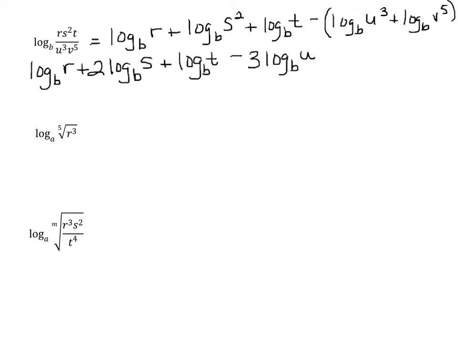Distribute the minus, right? So that's again a minus. And then this exponent here of 5 will also come out front: 5 log base b of v. This is my answer. Let's try the next one.